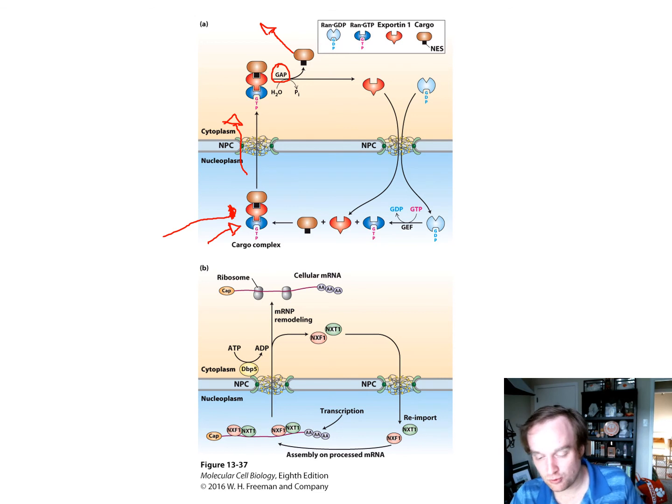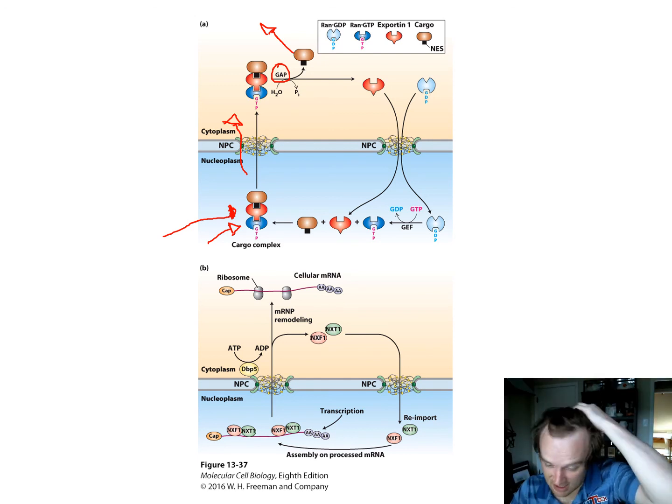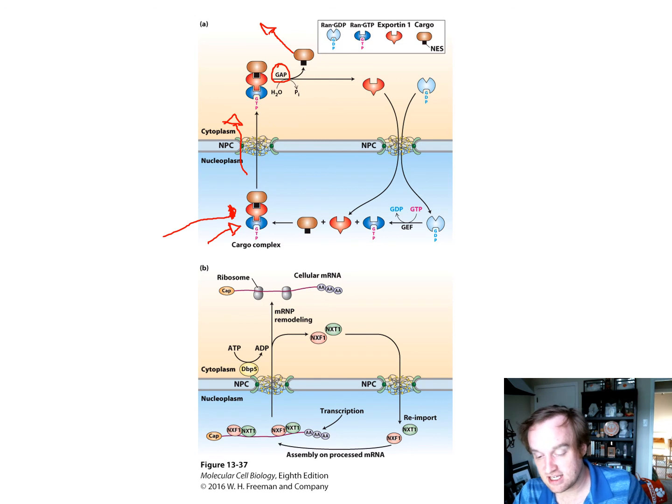Once that occurs, just like the last system, this is a cycle, so it goes round and round, and so we need to move the exportin and the RAN GTP back into the nucleus for the next round of export. And so exportin 1 and RAN GTP are transported back through this nuclear pore complex, and once there, RAN, with the help of GEF, just like in our last example of importin, is converted back to RAN GTP, which will allow this export again.